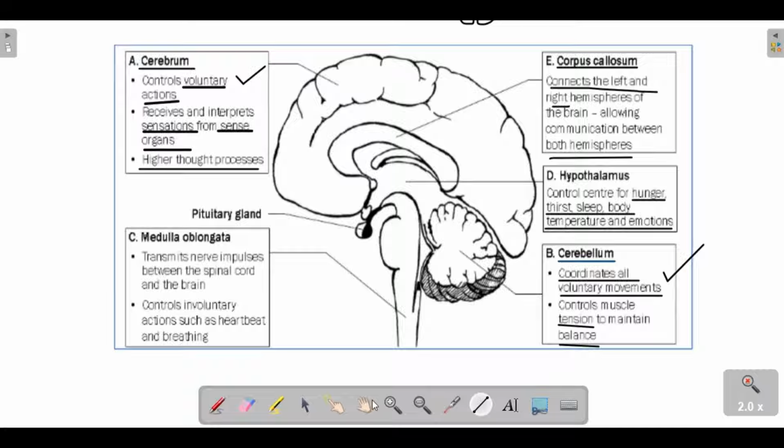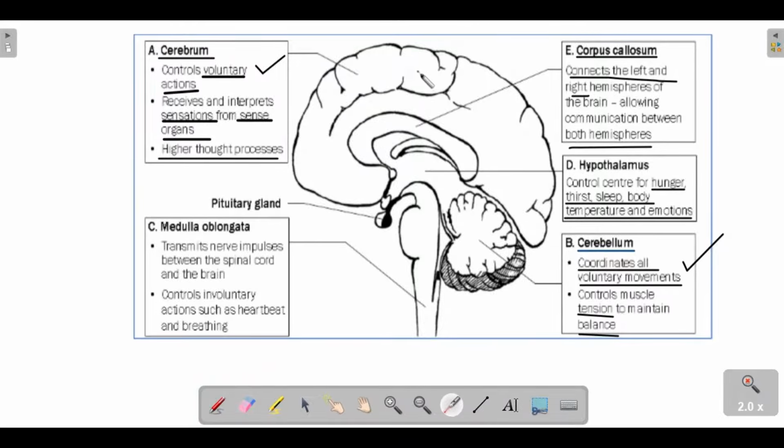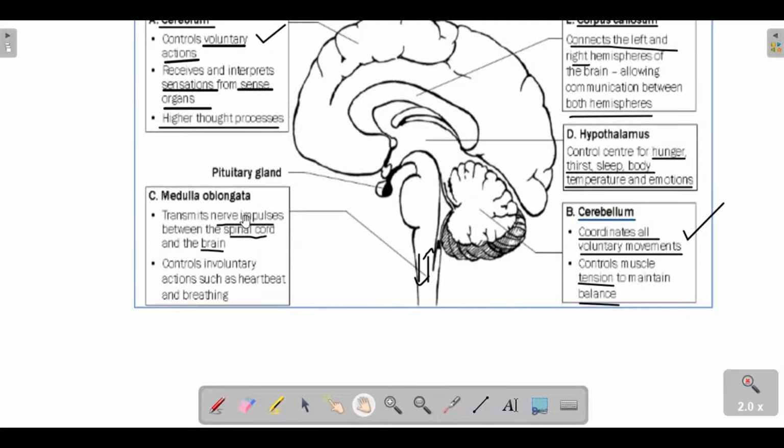So the medulla oblongata, because it is between the brain and the spinal cord, basically sends these electrical messages from the spinal cord to the brain and from the brain to the spinal cord. So we say that it transmits nerve impulses. Nerve impulses are those electrical messages between the spinal cord and the brain. So it ensures that the nerve impulses are able to be transported between those two organs. It does not only transfer nerve impulses, but it also controls involuntary actions.